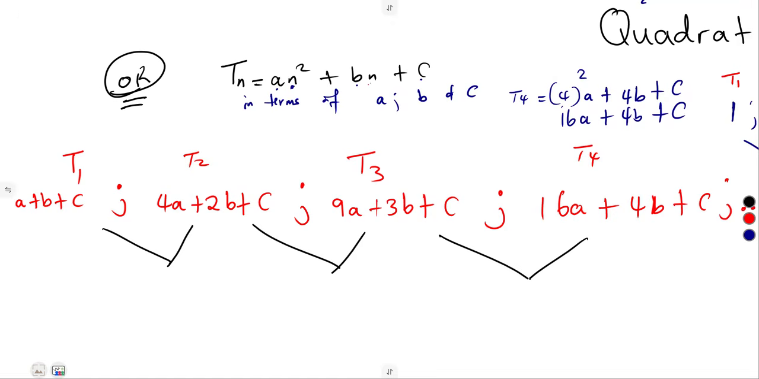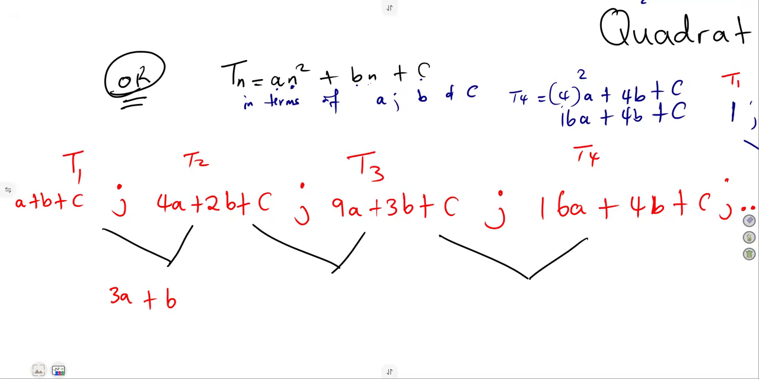Okay? So let's find T2 minus T1. We are subtracting 4a minus a. So 4 minus 1, that's going to be 3a. 2b minus b. So 2 minus 1, that's 1. So it's going to be 1b, of which, guys, 1b is just same as what? As b. C minus c, that's a 0 there. It cancels. Okay? We move on.